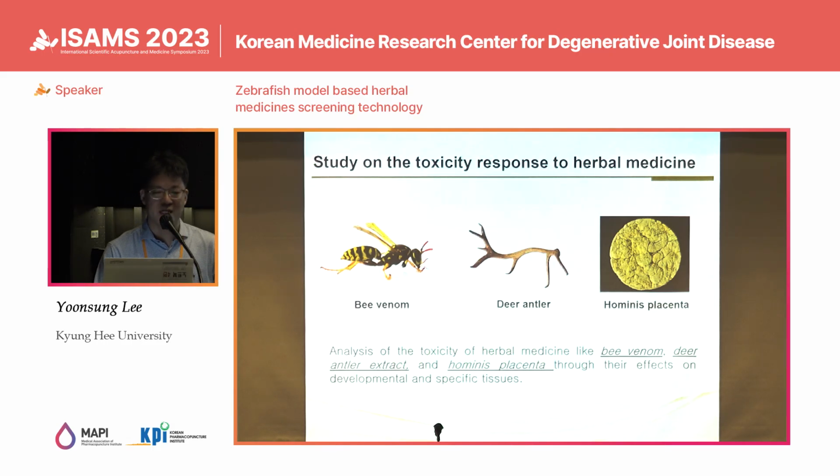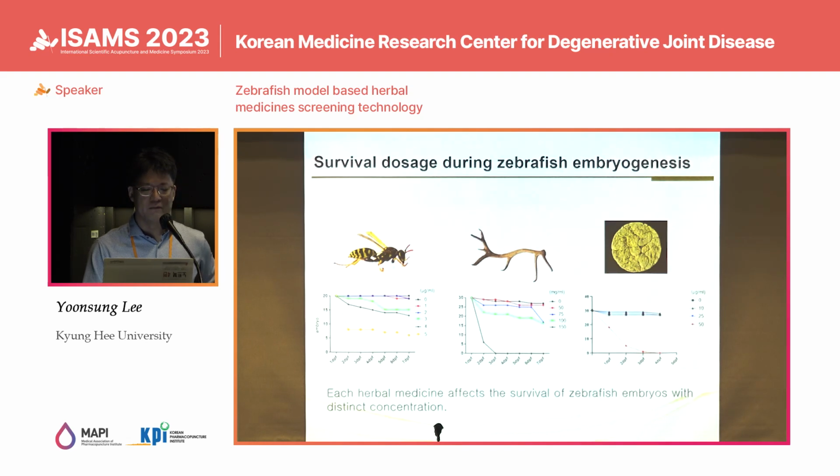So I'm going to give you some examples of what we're doing in our lab currently. We check some toxicity responses with herbal medicine. Actually, I made the title with herbal medicine, but there's no herbal thing here, because we use bee venom, deer antler extract, and hominis placenta to check toxicity with this model system. And very interestingly, each of these drug candidates and natural products has a different lethal effect on the zebrafish model system at different levels of concentration like this.